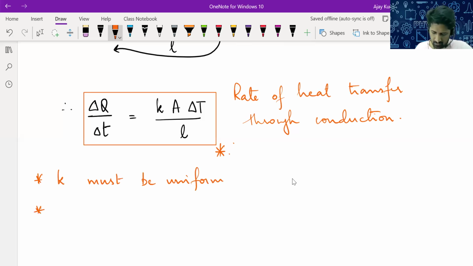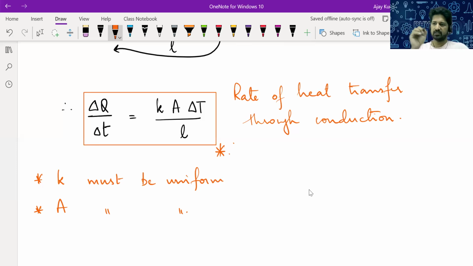Next, you are also assuming that the area of cross section through which heat is passing is always the same. Area of cross section must be uniform. If it is non-uniform, you cannot use this equation. So if there is a rod or a wire whose area of cross section changes from layer to layer, then you can't use this equation. I know you will already have gotten the thought also. In those cases, you may have to integrate. So this is a simple form of the equation which gives you the rate of heat transfer through conduction.